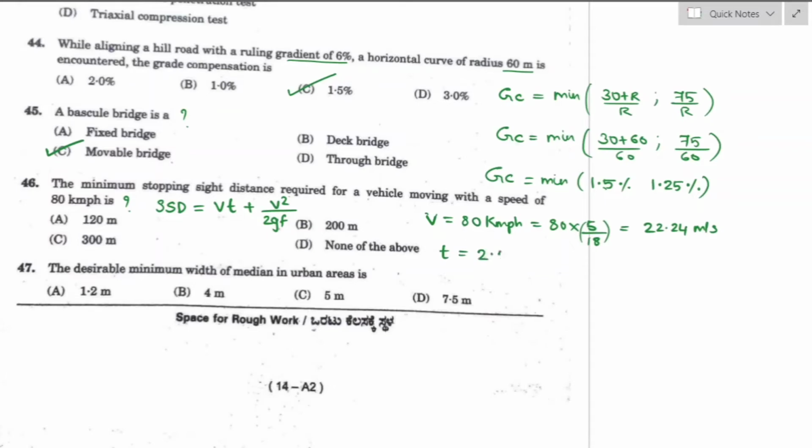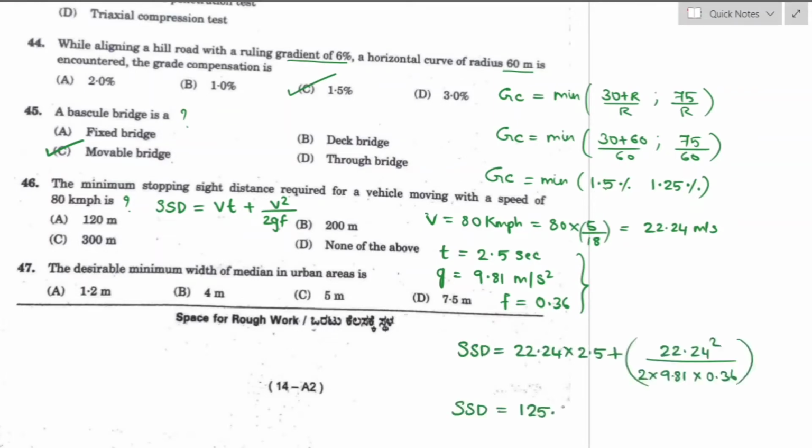T is the reaction time of the driver. This is the standard assumption, 2.5 second. G is the acceleration due to gravity, 9.81 meter per second square. F is the coefficient of friction, 0.36. On substituting this value, the safe stopping sight distance will be 125.62 meter.